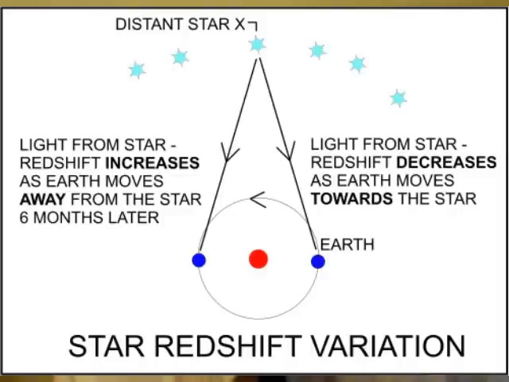Similarly, when we're around the other side of the Sun, as we're moving away from the galaxy, then the redshift is slightly increased, a very, very small amount, just about detectable. And therefore it does seem to show that we are actually going round the Sun. How does a geocentrist explain that?